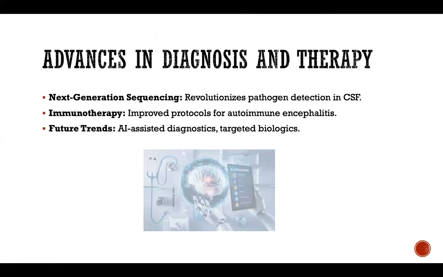So, advances in diagnosis and therapy. Earlier we talked about next generation sequencing, which can help us detect pathogens in the CSF. For autoimmune encephalitis, there are improved protocols for immunotherapy now. And in the future, the article talks about maybe using AI to assist in diagnostics and getting targeted biologics for some of these autoimmune causes of encephalitis. That is interesting, AI based, right?